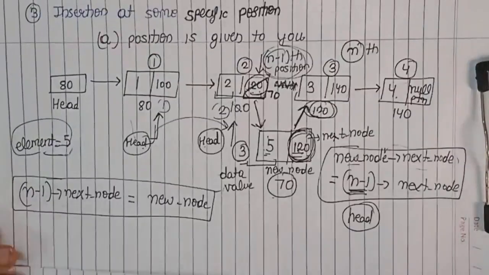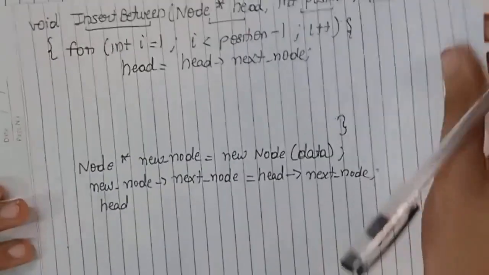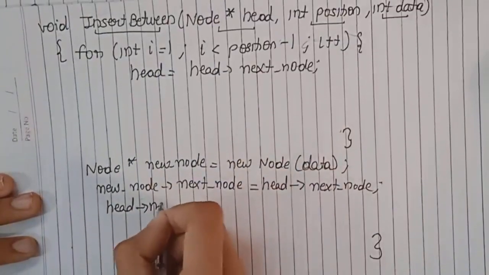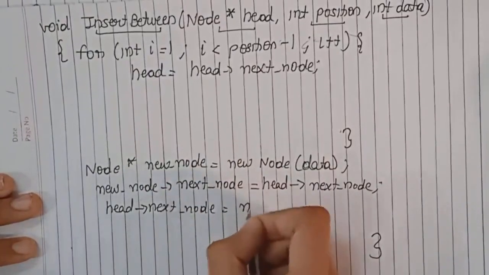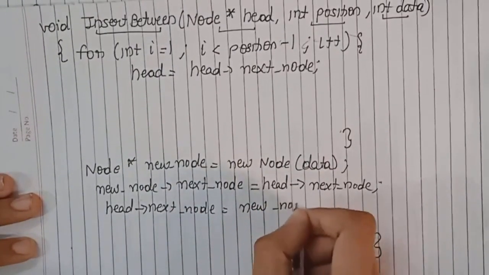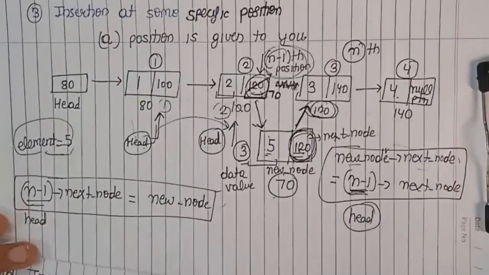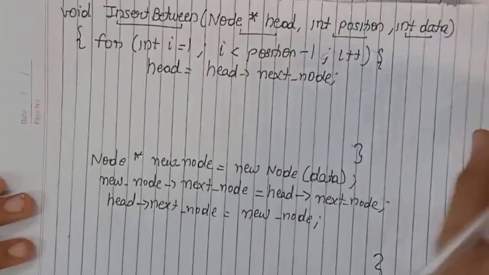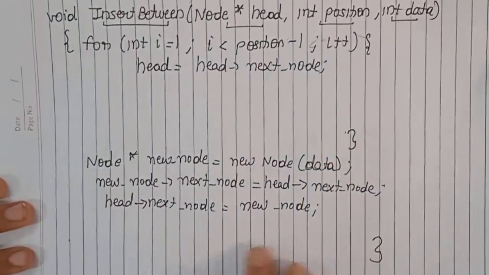Again at place of n minus 1 I will be writing head here. So it is head next node is equal to new node. So all the steps that I have told you here are covered in these code lines. But now you must note one thing.